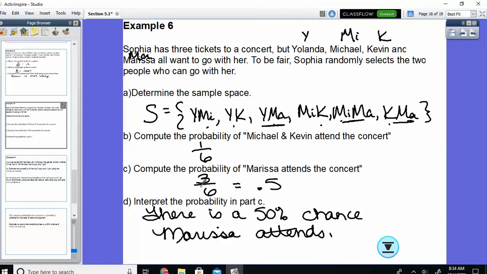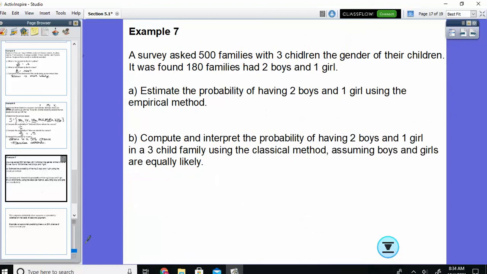Last example. A survey asked 500 families with 3 children the gender of their children. It was found that 180 families had 2 boys and 1 girl. So part A, estimate the probability of having 2 boys and 1 girl using the empirical method. So if I'm looking at this, how many families had that? 180. Out of how many total families?